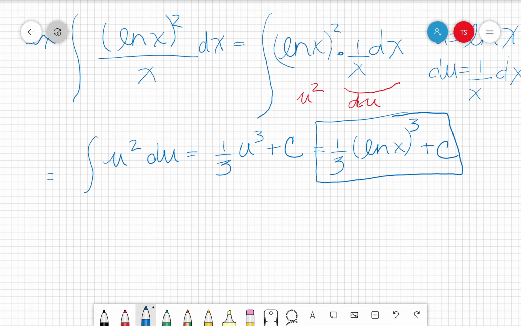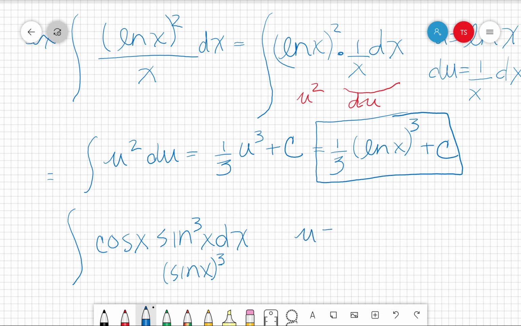So let's look at a trig expression. Let's say we have the integral of cosine x times sine cubed x dx. In this case, I know the derivative of sine is cosine, so I'm going to make my u equal to sine. Sine is also in the grouping symbol. You can think of this as (sine x) to the third power. So we'll let u equal sine x.